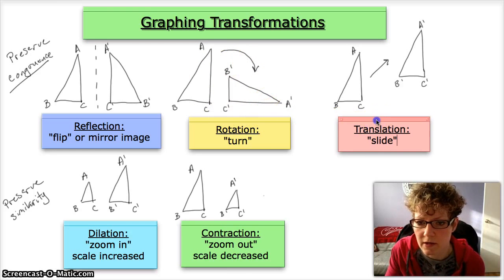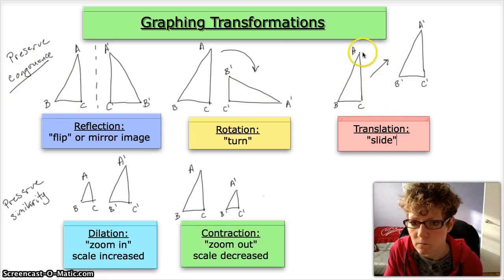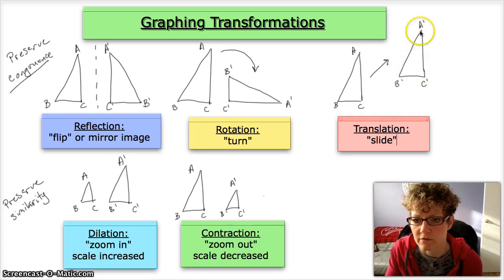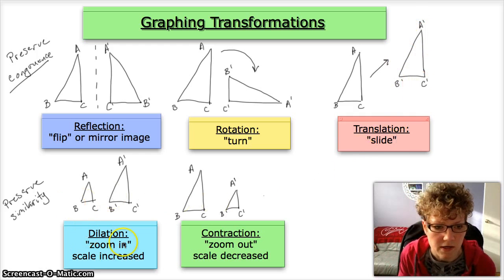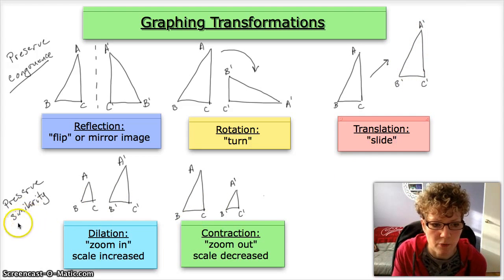The last one that is part of the group that will preserve congruence is a slide. So we have A, B, C, and then if we slid it and moved it just the same amount of units, so let's say this was over 5 up 3, then A prime would be over 5 up 3, B prime would be over 5 up 3, and C prime would also be over 5 units up 3, so you'd have a slide.